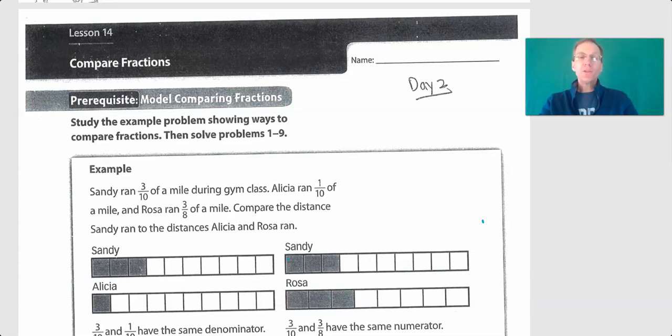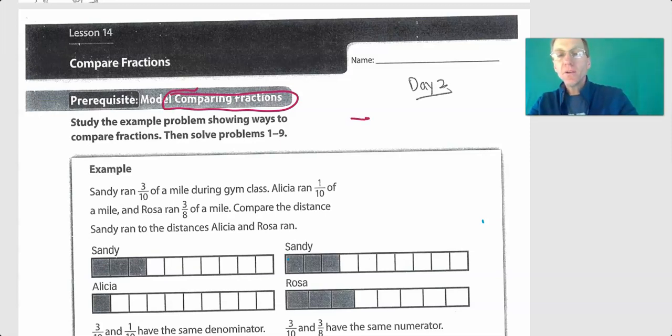This is day 2 recording, the work for day 2. So we're going to go through here and talk about, last time was equivalent fractions. And so you have to be able to make equivalent fractions, very important. And this time is about comparing. So how do you compare fractions, which are larger, smaller?